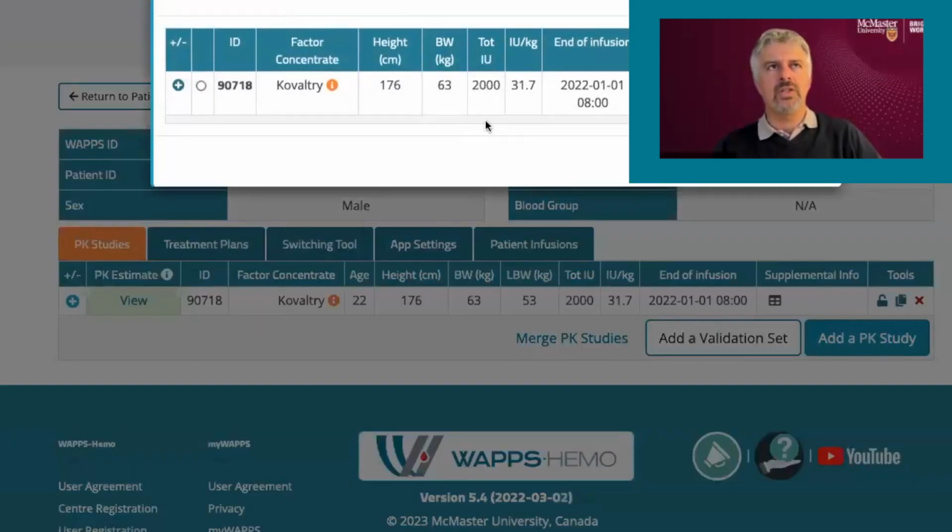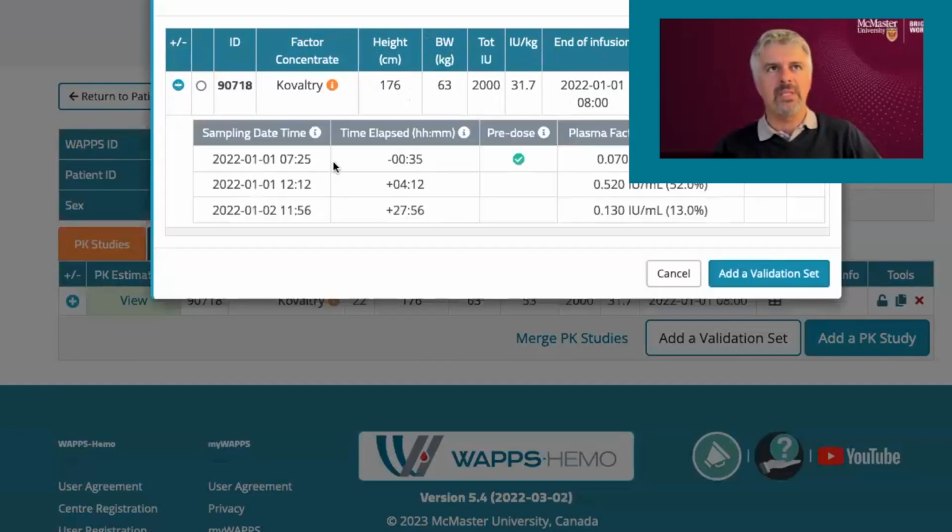the system asks me which PK I'm going to validate. In this case, there's only one, so it's easy. But if there were more than one, this screen would show me all the PKs that the patient had, and I would need to choose which one I want to validate. And with this icon here, let me see what this PK study was. There was a pre-dose, and then a 4 and a 24 hours.